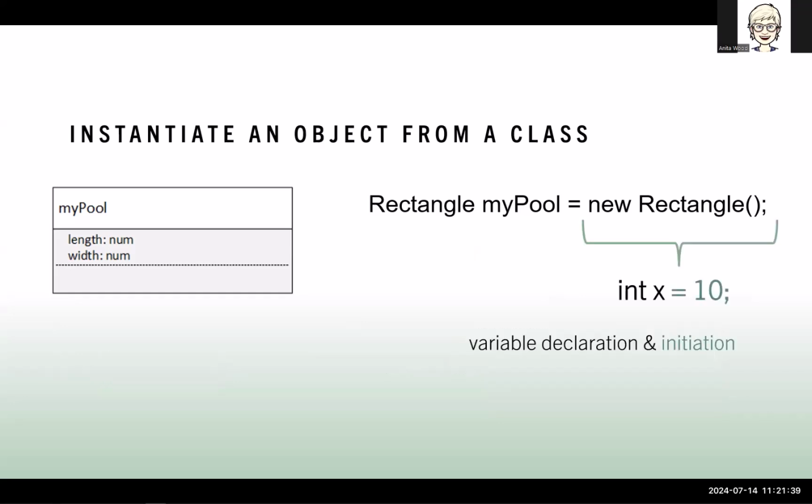Back to what we know about declaring variables. We're able to not only declare the data type for the variable, but also provide it with an initial value.